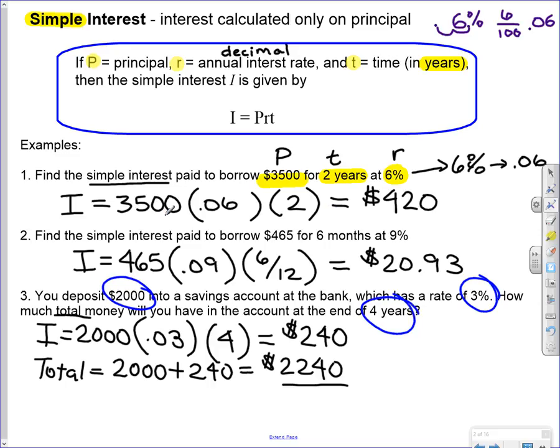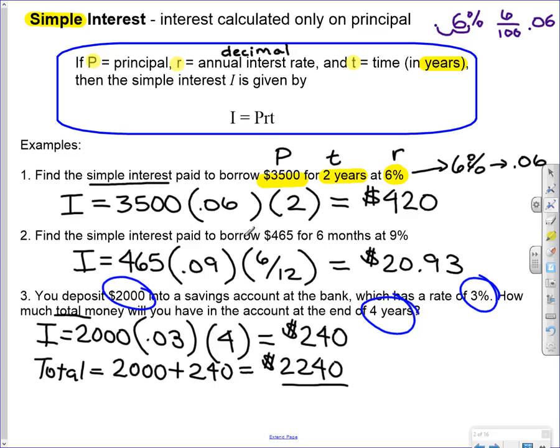Okay, so now that we understand all that, we have all the variables we need. We have them in the form that we need them. So we're going to say the simple interest equals 3,500. That's our P times the rate, which is 0.06, times the time, which is 2, and we get 420. So the interest that we will get, or in this case, the interest we're going to pay over those 2 years to borrow that $3,500 is $420.